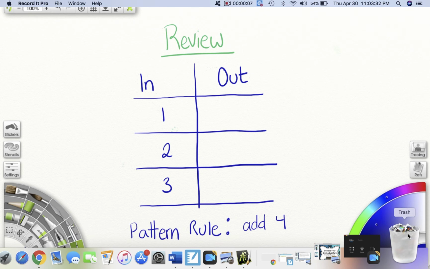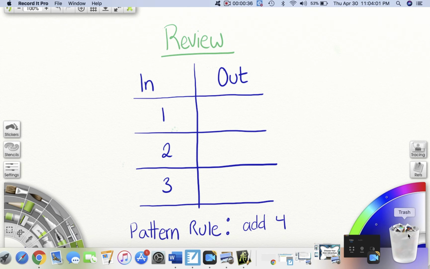So for the last few days we've been working on pattern rules. We've done two different types where you had a chart that had an input number and an output number, and there was a rule. So whatever you had to change the input number, either adding something to it, subtracting something from it, or you had a string of numbers or a line of numbers and you had to find the next three values and you had to find the pattern rule yourself.